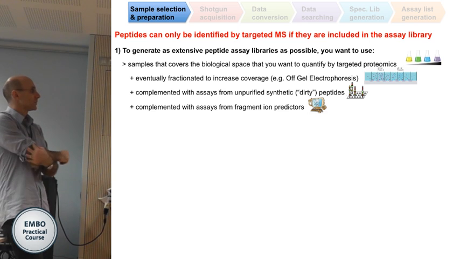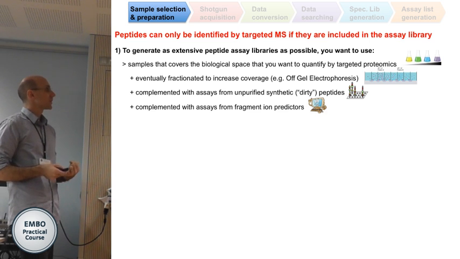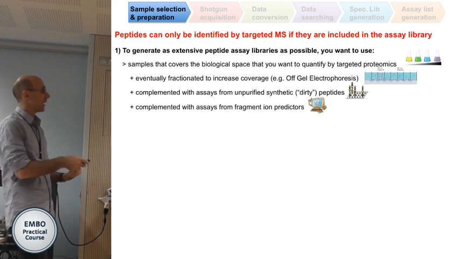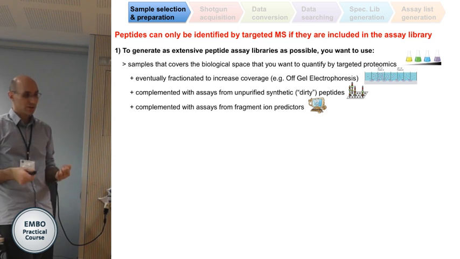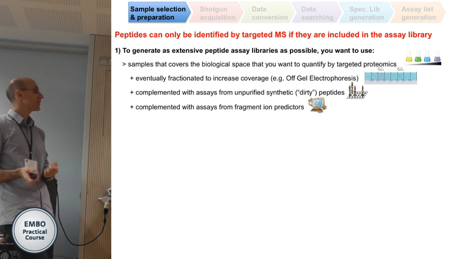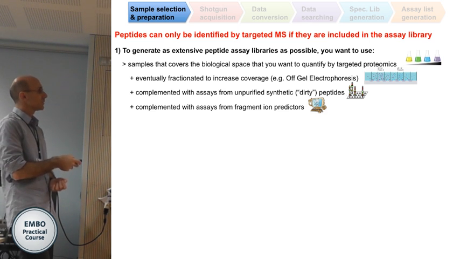Another possibility that we have used extensively in our lab is, once you reach completion of all the proteins you can identify in your samples, you might also want to complement these assays with peptides that you haven't managed to identify endogenously in your samples. So you might be interested in proteins which you did not manage to detect by shotgun even after fractionation, and for those you might want to order synthetic peptides and then measure the assays. This has been covered by other people already. So this will help you to complement your library with additional assays.